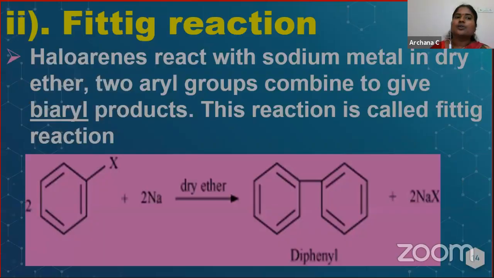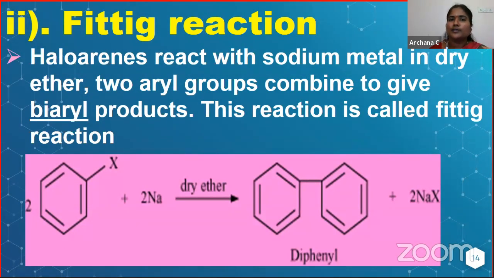The next one is the Fittig reaction. What is the difference between the Wurtz-Fittig and the Fittig reactions? Everything is the same, but the only difference is that two haloarenes react here. There is no haloalkane. When two haloarenes react with sodium metal in the presence of dry ether, the two aryl groups combine and give a biaryl product. Bi means two aryl groups are attached.